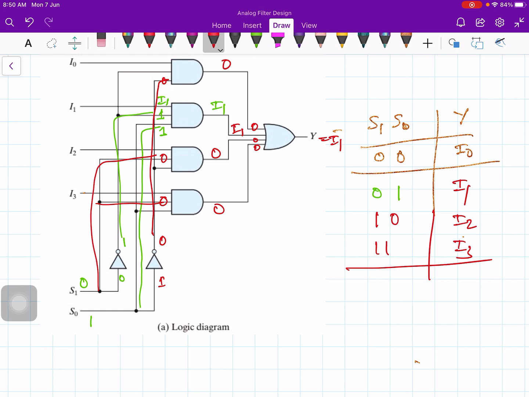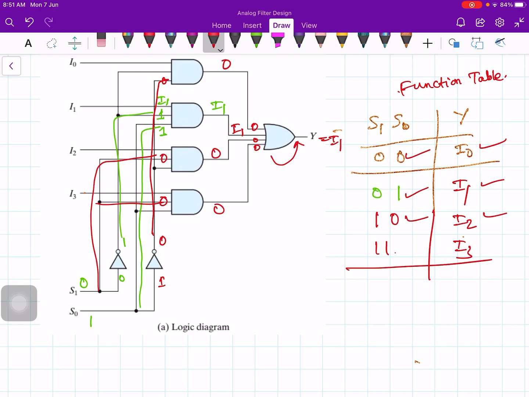So the outputs of the AND gates are applied to the input of the OR gate. Okay, so the output of the OR gate provides only one output. Okay, this is my function table, or I can call it truth table, or whatever it is. Now as I said, when you apply 0 0, then I naught will be selected. For 0 1, I1 will be selected, 1 0, I2, 1 1, I3.